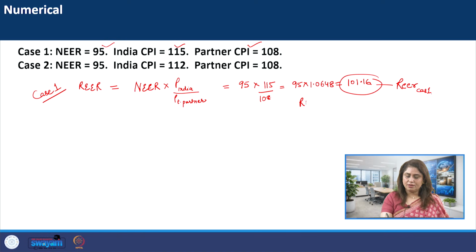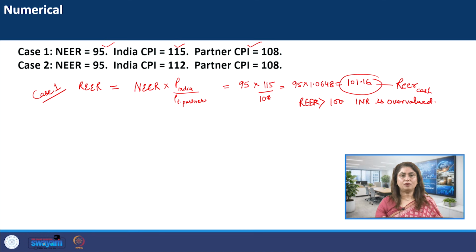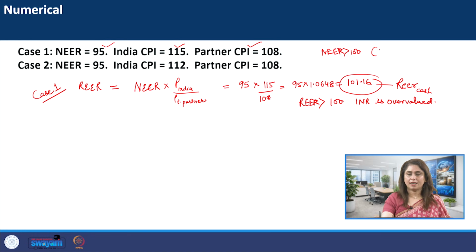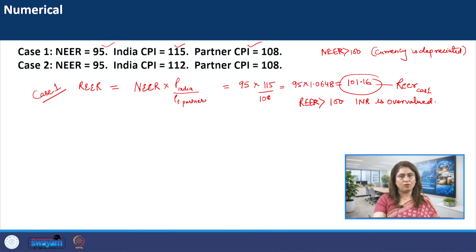Now here REER is greater than 100. So it means that INR is overvalued. Now see, there is a difference. When we talk about NEER, when we say that NEER is greater than 100, we say that the currency is depreciated. Fine. And when we say REER is greater than 100, we say that the currency is overvalued.